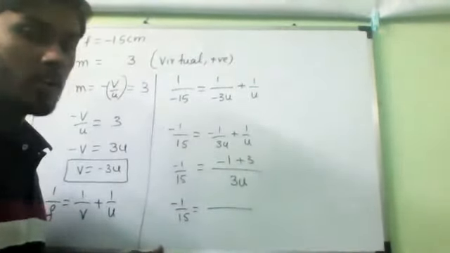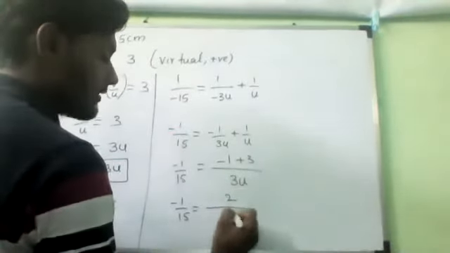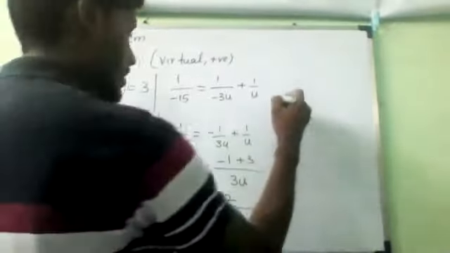Minus 1 plus 3 is 2. Plus 2. So 2 divided by 3u. Now you do the cross multiplication. You will get it. So how much will it come?